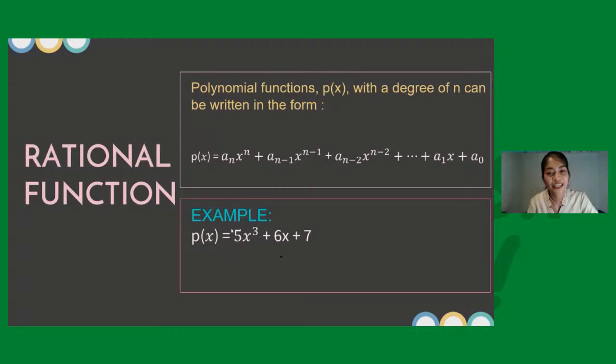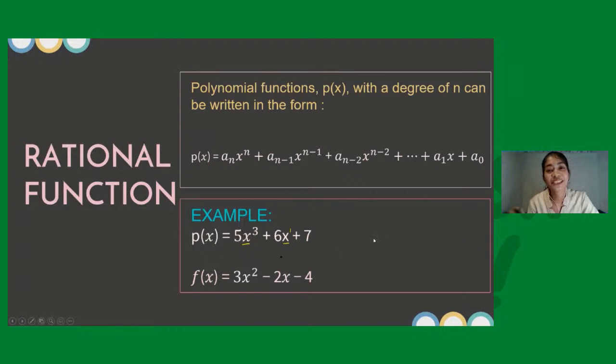So alin ba yung tinatawag natin na leading term? The leading term is that term which contains the highest exponent of the variable. So in our case here, our variable is x, and the exponents of x are 1 and 3. Since 3 has the highest exponent, we will recognize the leading term as 5x cubed, and it is of degree 3.